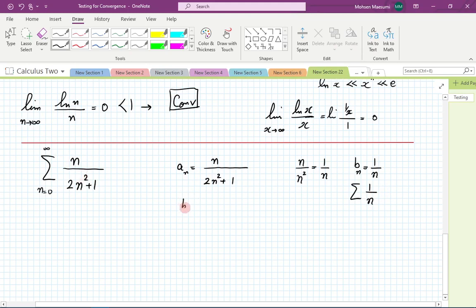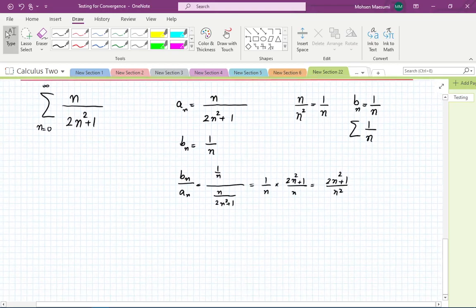So I'm going to take bn as 1 over n. We take a ratio of these two, bn over an. So it's 1 over n. Let me write it the way you write it in school, and then simplify 1 over n over n over 2n squared plus 1. How do you handle this? You take the numerator, multiply by the reciprocal of the denominator. Is that right? Isn't that what you do? Let's clean this up. 2n squared plus 1 over n squared.